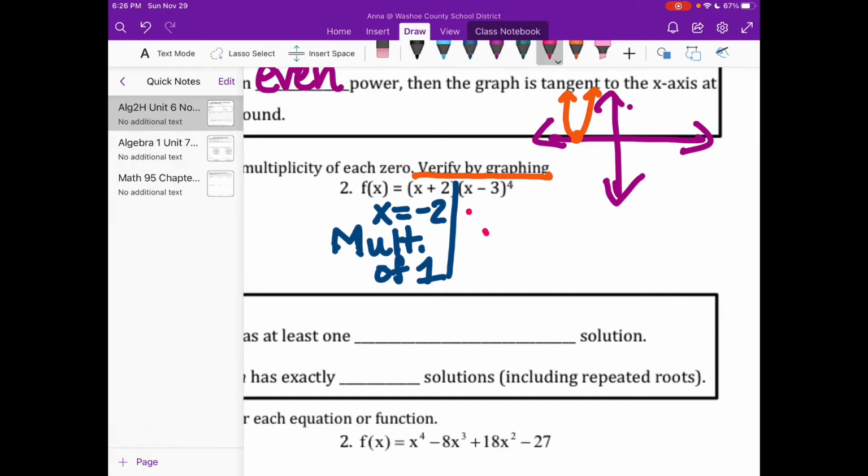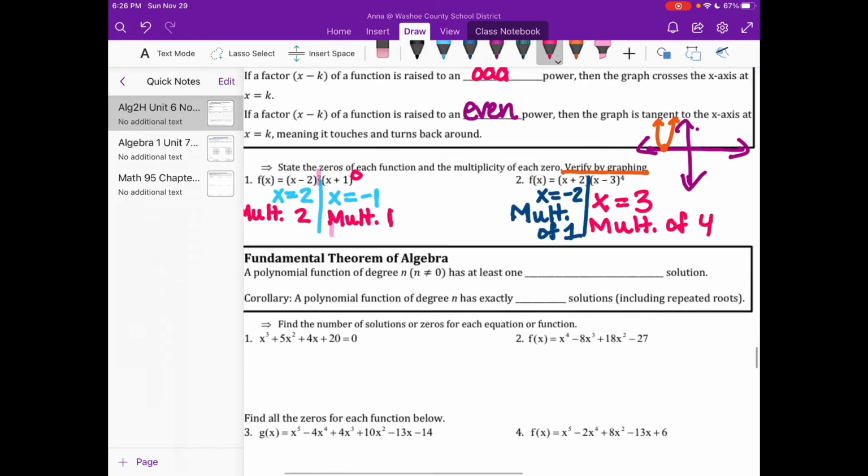And then the second one, right? X equals 3 would be the 0 here, and it has a multiplicity of 4 because that's what the exponent is. We have one more vocab box, and then we're doing a bunch of problems for the rest of the time.